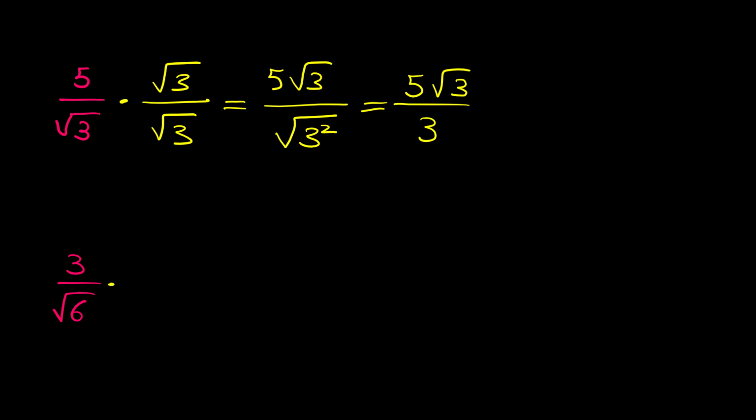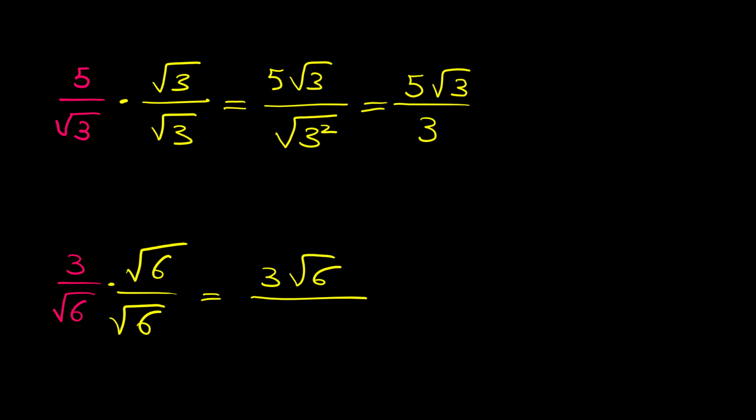Look at the next example. We have 3 over radical 6. We want to get rid of the radical in the denominator. For that, we multiply numerator and denominator by radical 6. Then we have 3 radical 6 in the numerator. Radical 6 times radical 6 is radical 6 to the power of 2. The power 2 with the index of the radical cancels, because these two are the same, so the radical completely goes away, and then we have 6 only in the denominator. So we have 3 radical 6 over 6.